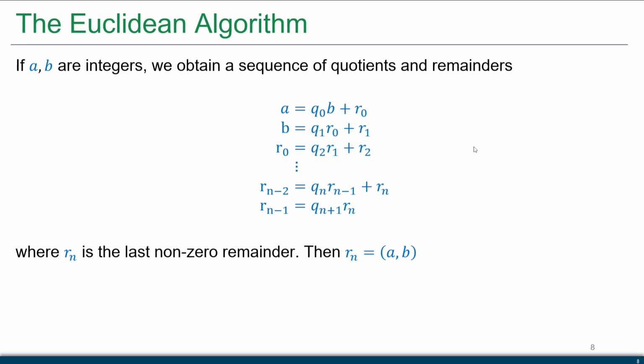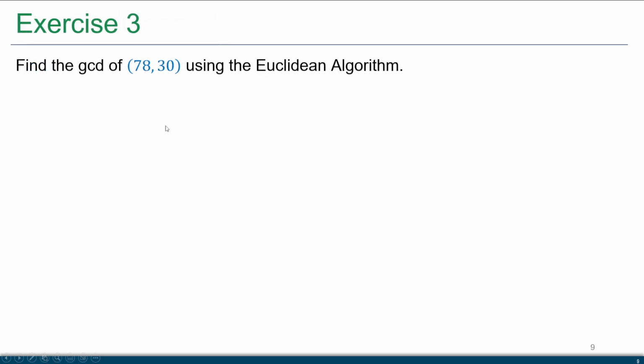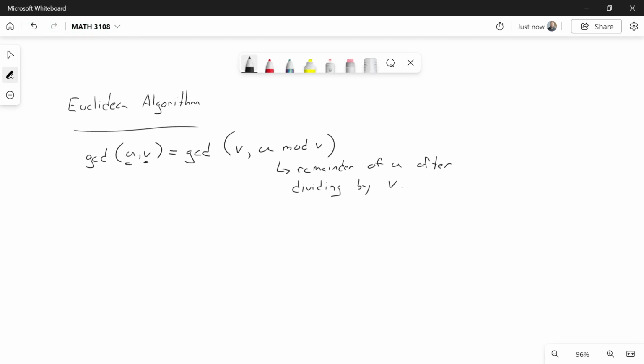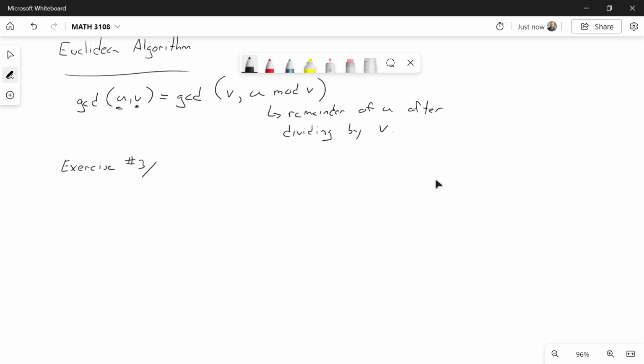So let's run through an example of this. We want to find the GCD of 78 and 30 using the Euclidean algorithm, so this repeated use of the division algorithm. Going back to my whiteboard here, and this is exercise 3. And let's move this up a bit so I have some space. All right, so we start off with the division algorithm taking 78 on one side, 30 on the other side, and now I ask the question, how many times does 30 go into 78?